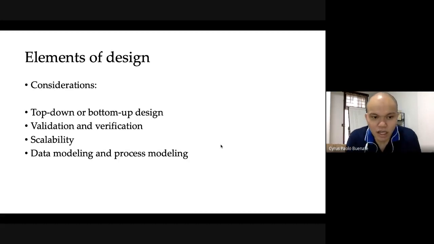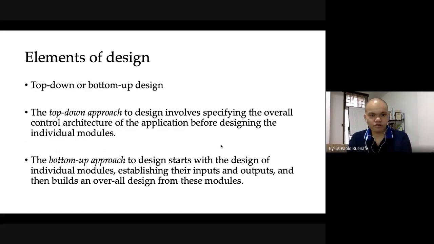And things like data modeling and process modeling. Last time we talked about two types of diagrams, the IFD and the DFD, and also the ERD. You've seen the difference between information flow and the process itself. Even in those two types, you can see that data modeling and process modeling come into the picture of your design. Now, first consideration, top-down or bottom-up design.